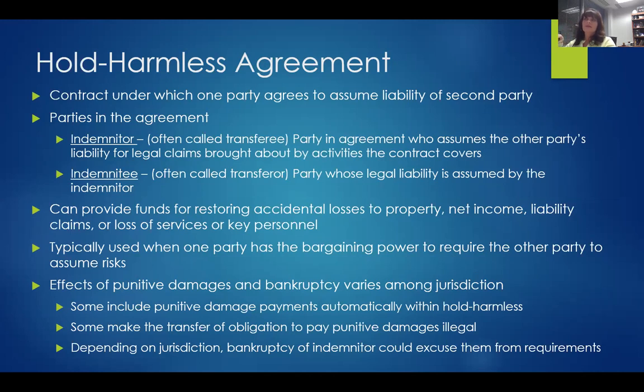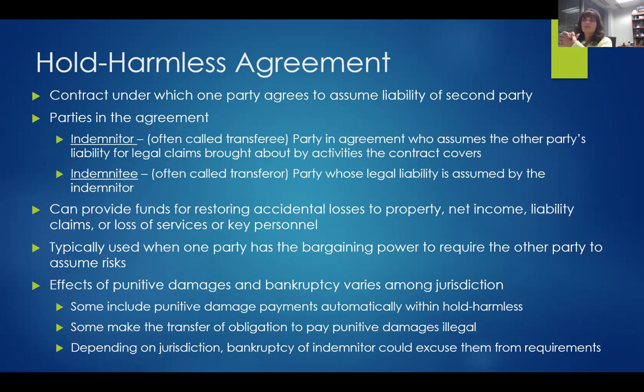The first is the indemnitor. We also call that the transferee. This is the person or party taking on the risk in the agreement. So they're assuming the risk for any legal claims that are brought about because of their activities or their failure to do something correctly. The indemnitee, or what we would also call a transferor, is the party whose legal liability is assumed. The best way to put this would be that the indemnitor is the contractor, and the indemnitee or transferor would be the business that's hiring them to do the work. So the business is transferring their legal liability to this contractor, and the contractor is willing to assume that and any liabilities that result from their activity.